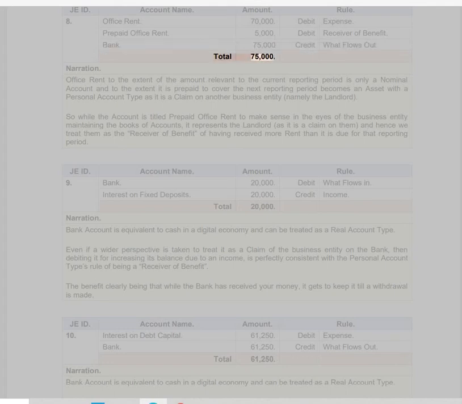Total 75,000. Narration: Office rent to the extent of the amount relevant to the current reporting period is only a nominal account, and to the extent it is prepaid to cover the next reporting period becomes an asset, with a personal account type as it is a claim on another business entity, namely the landlord. So while the account is titled Prepaid Office Rent to make sense in the eyes of the business entity maintaining the books of accounts, it represents the landlord, as it is a claim on them, and hence we treat them as the receiver of benefit of having received more rent than it is due for that reporting period.